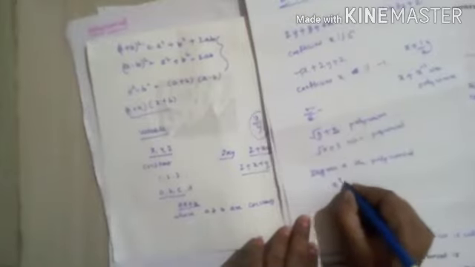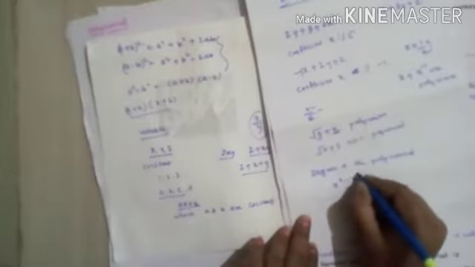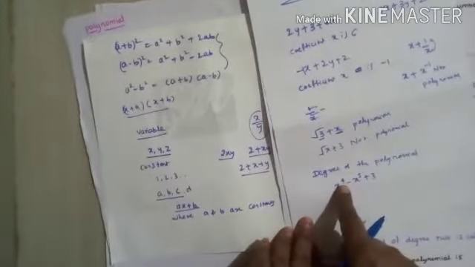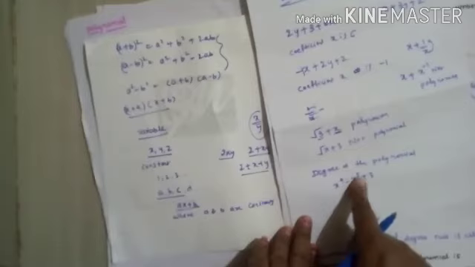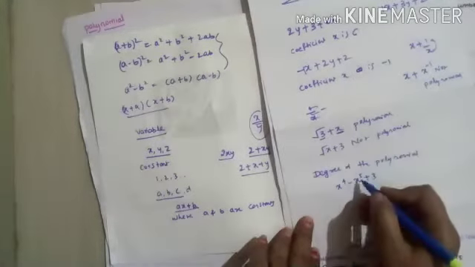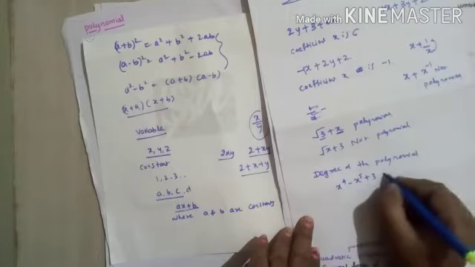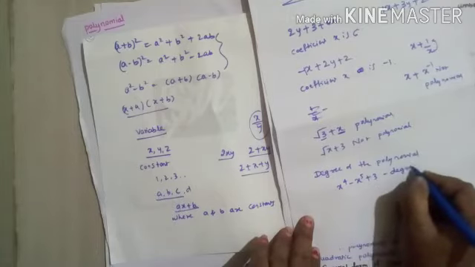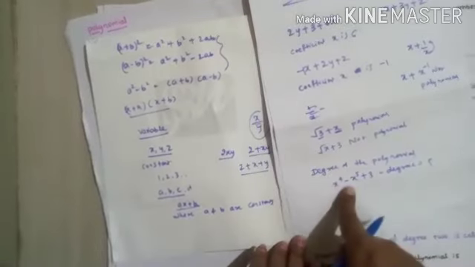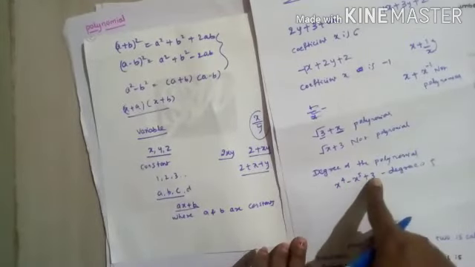x to the power of 4 minus x to the power of 5 plus 3. Here what is the higher power of x? 4 is there, and 5 is there. Which is the highest number here? The highest degree is 5. So the degree of this polynomial is 5. Always, degree means the highest power of the variable in the polynomial.